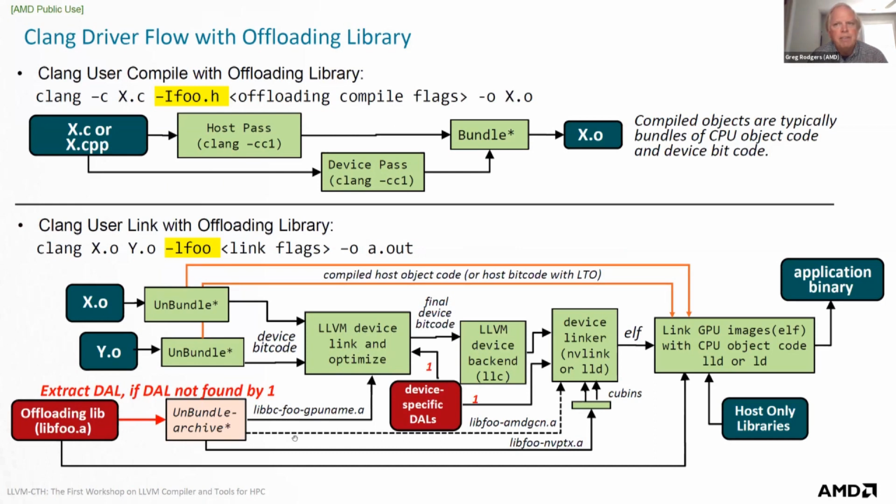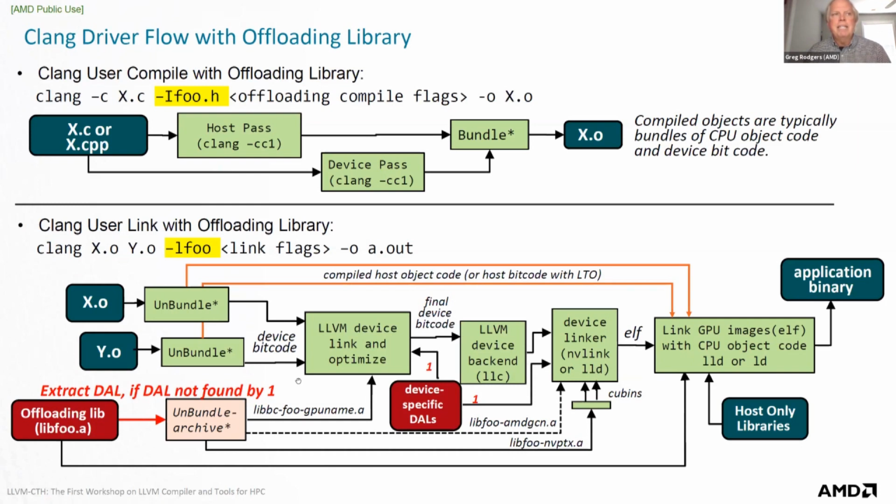It could also be provided to the ISA level linker for the device. In this case, that could be NVLink. In the case of AMD, it's LLD, right? Now, what about the host linking? The offloading library, remember I said earlier, is in the format that's necessary, that you can give directly to the host linker. So there's no reason to do anything at all with libfoo.a when passed to the actual host linker, which is here on the far right.